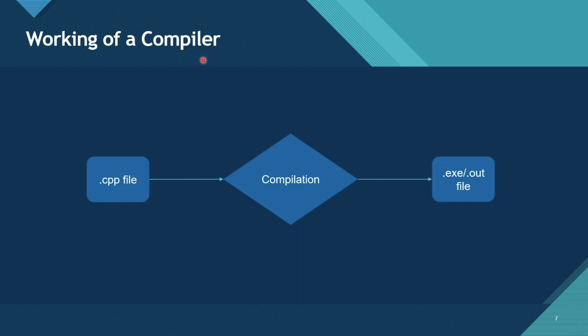Now let's see how a compiler actually works. We have seen in the previous slide what a compiler is, what its advantages are, and what the differences are between a compiler and an interpreter. But for C++, we are going to be working with a compiler, so we need to know how it works. You have your CPP file, and CPP is just one of the extensions for C++. It goes into the compiler and compilation takes place, and after compiling, the compiler converts your CPP file code into machine code and generates an exe or .out file. So exe for Windows, .out for Mac.